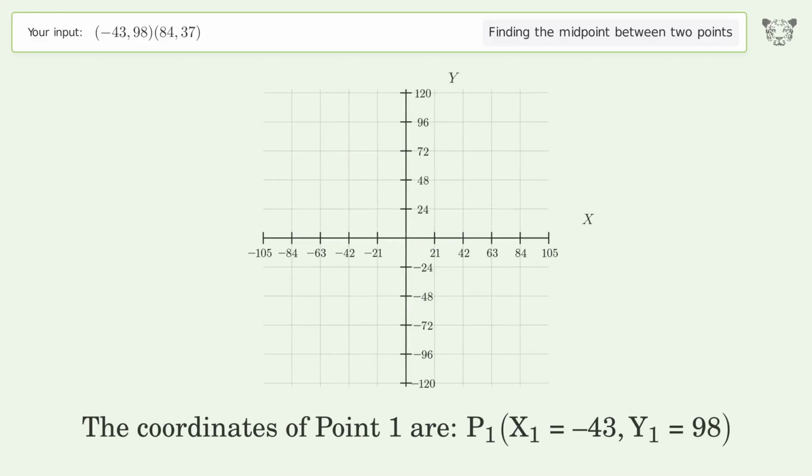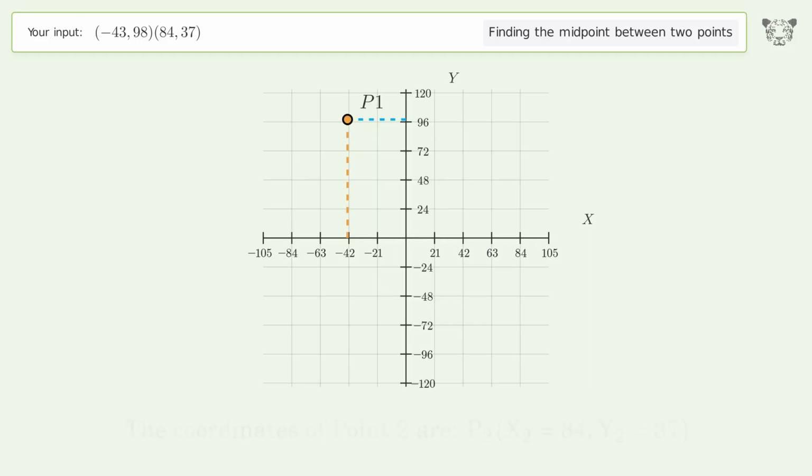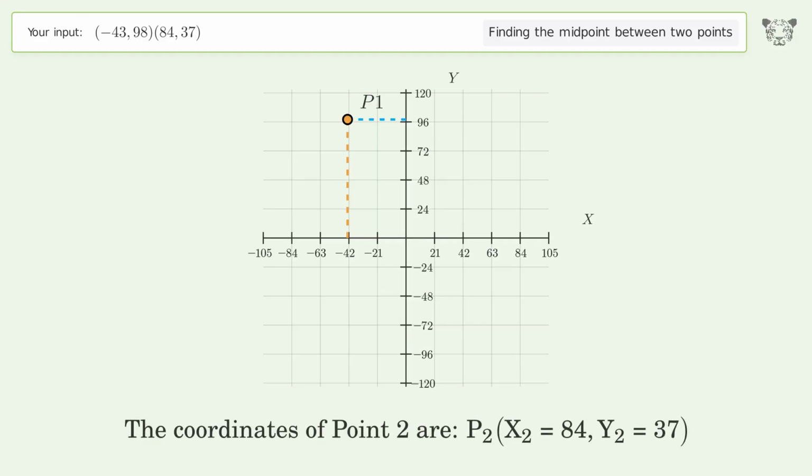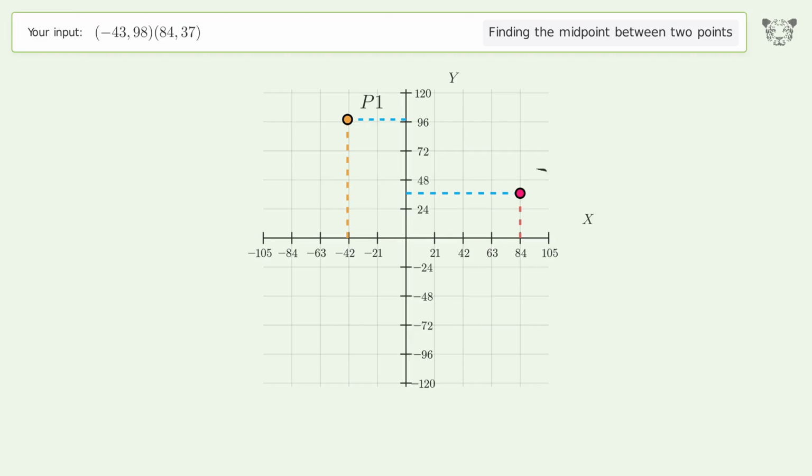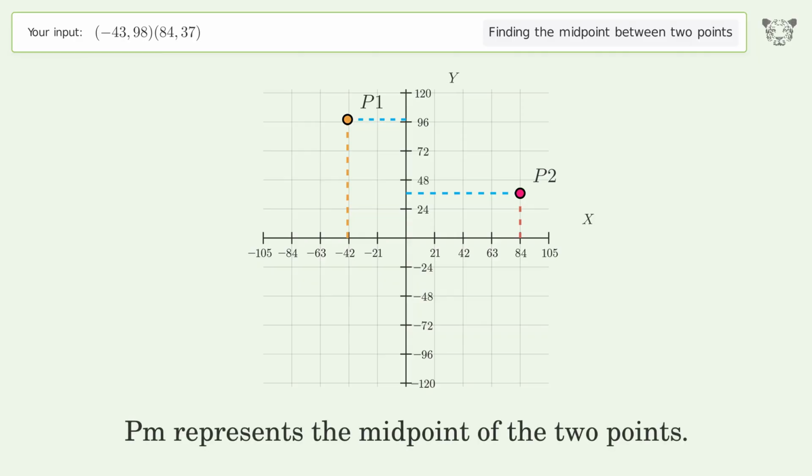The coordinates of point 1 are x1 equals -43, y1 equals 98. The coordinates of point 2 are x2 equals 84, y2 equals 37. PM represents the midpoint of the 2 points.